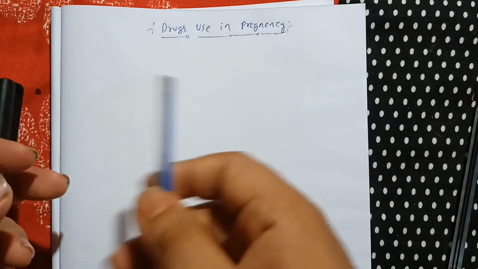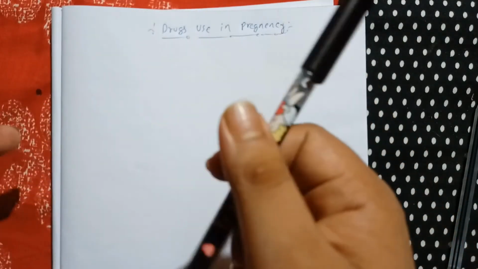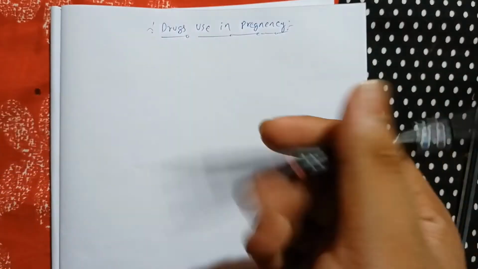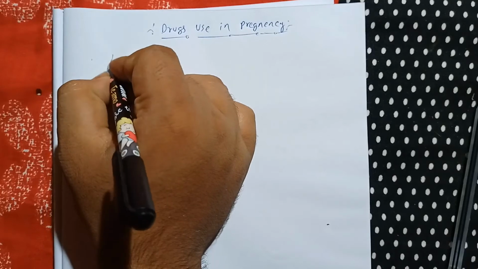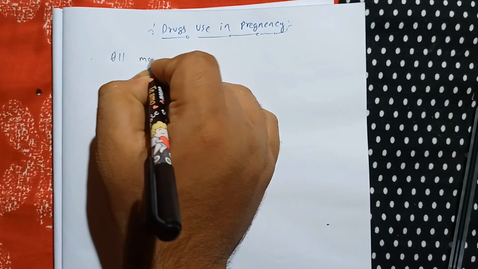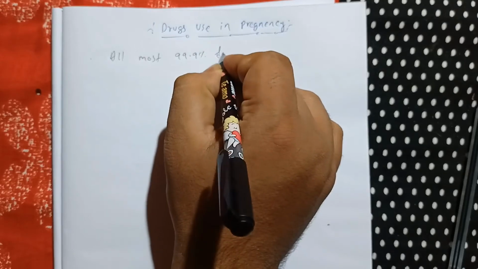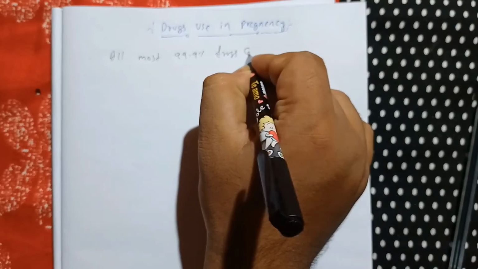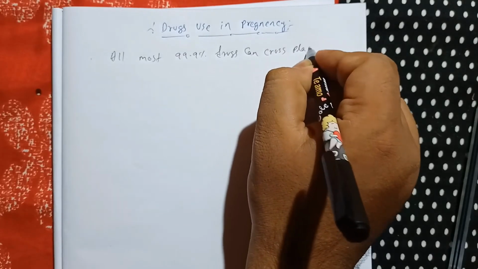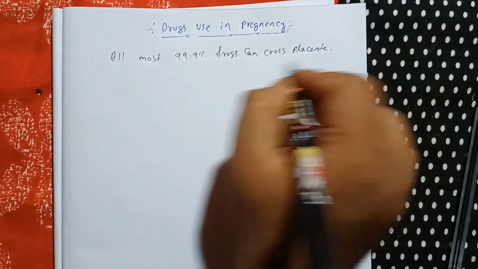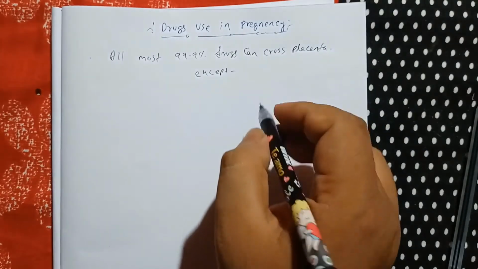Almost 99% of drugs can cross the placenta, except two drugs: insulin and heparin. So let me write it here: almost 99.9% of drugs can cross the placenta except insulin and heparin.